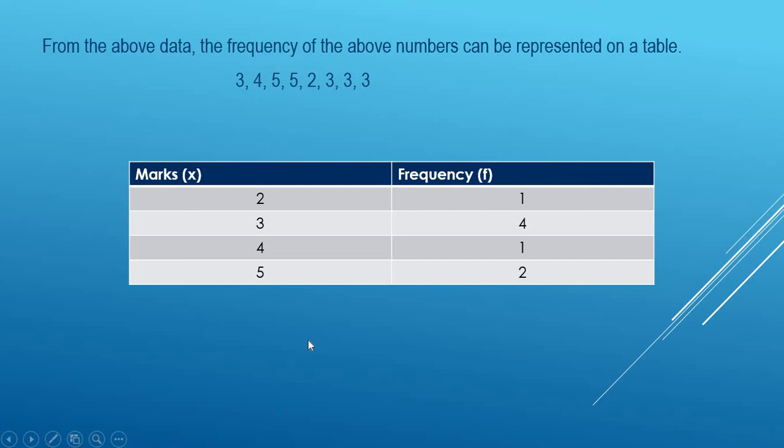Now another question you can also be asked from this table is to find the modal mark or the mode. The mode is the number that has the highest occurrence, or the number that has the highest frequency. So from this table, which number is having the highest frequency? Remember, this is the frequency and these are the numbers, so you are going to match the highest frequency with the mark. Which number here is having the highest frequency? That is our 3. So from this table, the modal mark is 3.